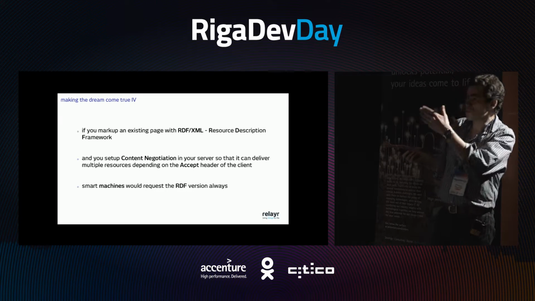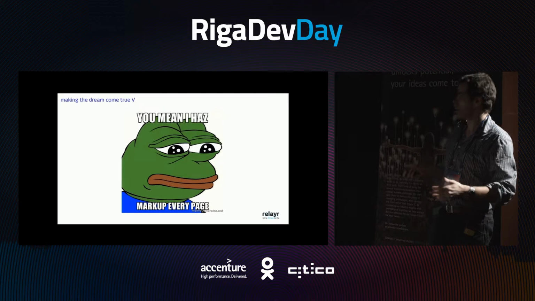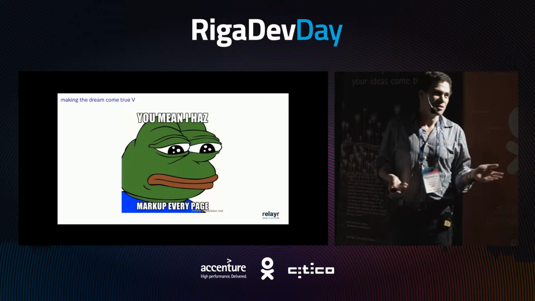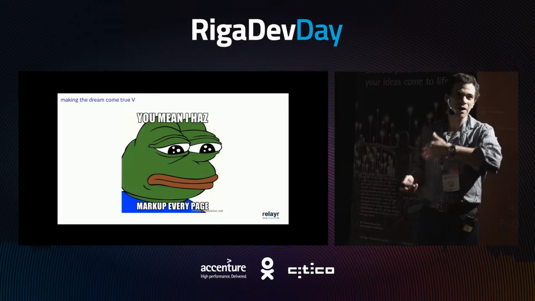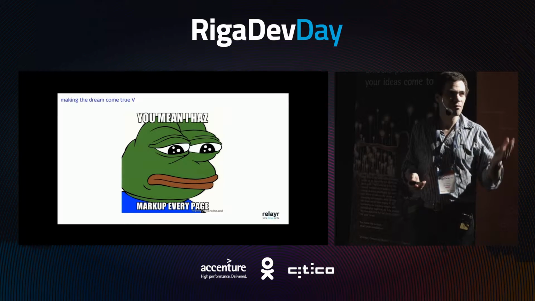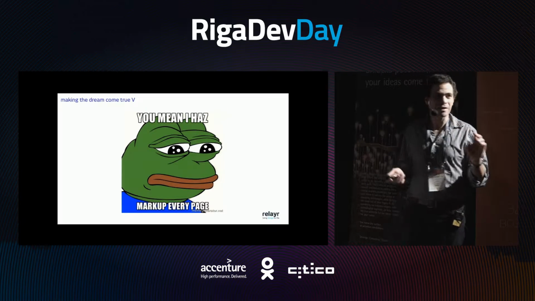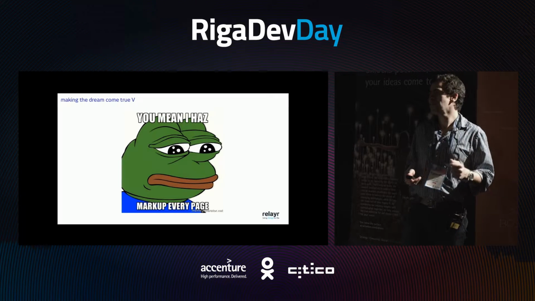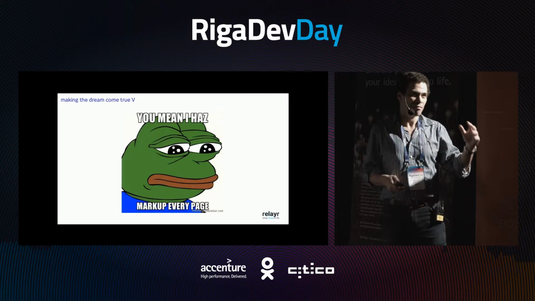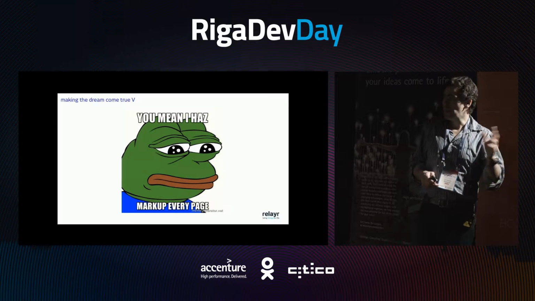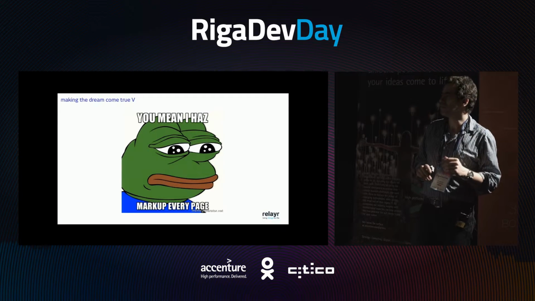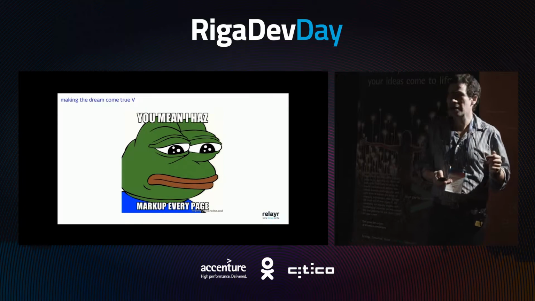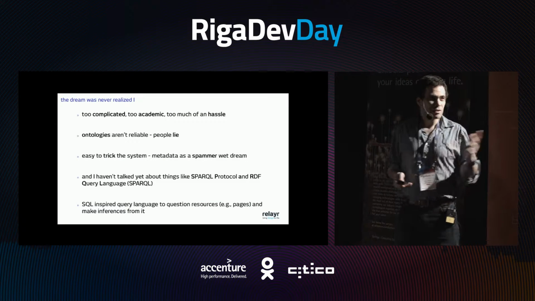So the smart machine would always request the RDF version. Of course, this means that I have to mark up all the web pages. If I have a site with 10,000 web pages, and I want to make this site semantic, so that it has some smartness, and that clients can come and understand the content I have there, I will have to mark up everything with this RDF XML thing, or with any of those other standards. And this was not very nice. And that's why this dream was never realized.